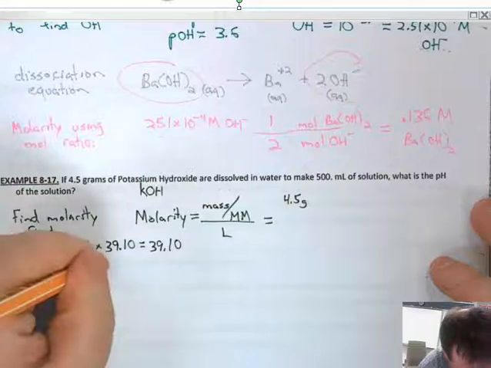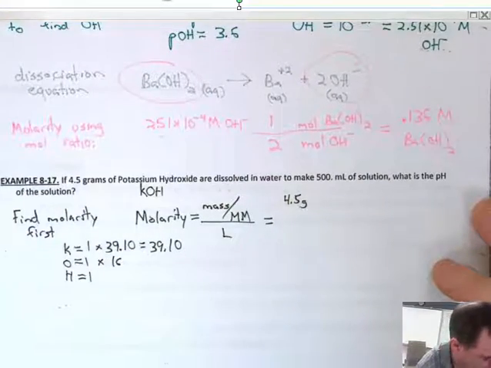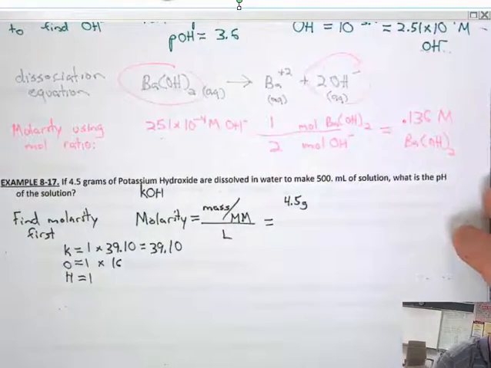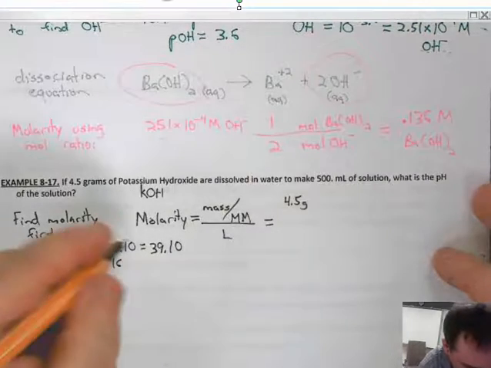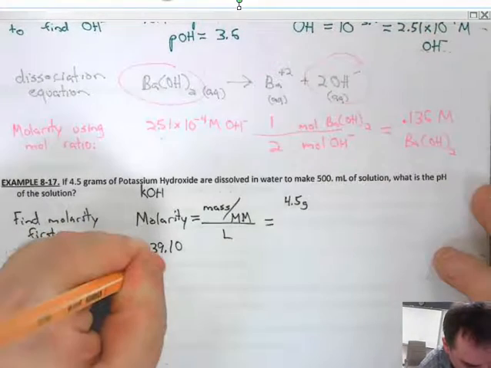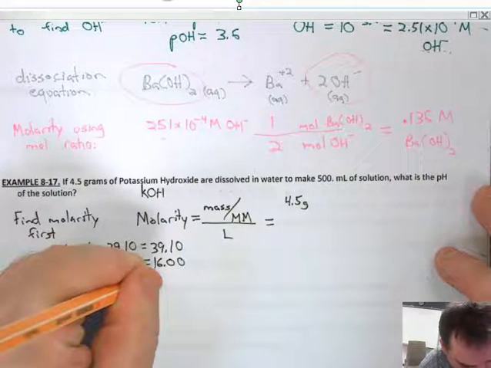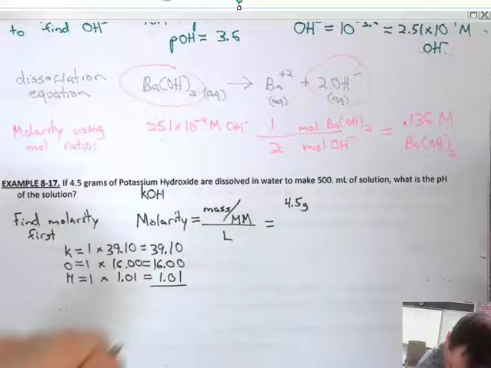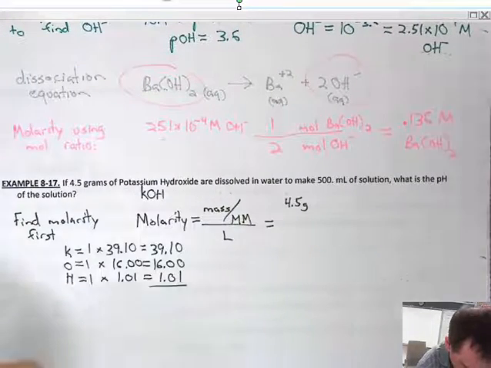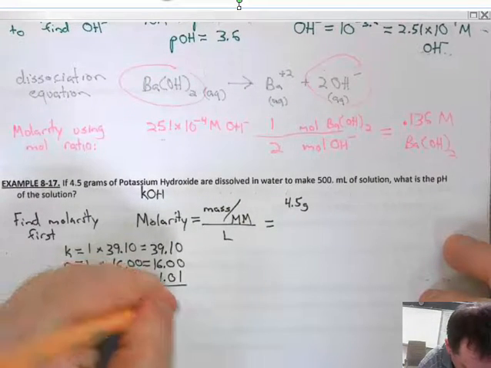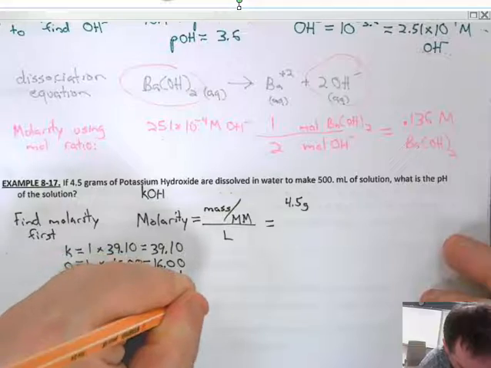39.10. 16.00. 1.01. 1.01. I think I end up with 56.11 grams per mole.